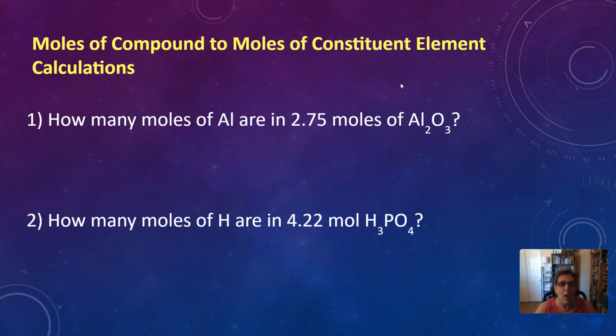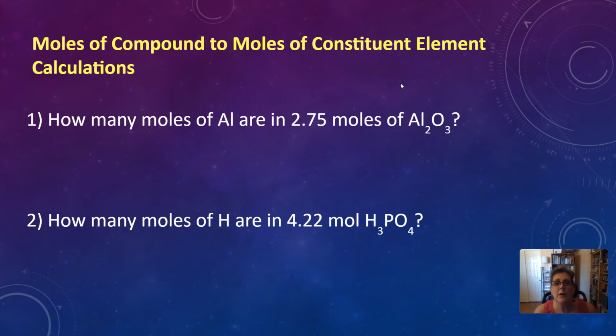We're going to look at moles of a compound and calculate the moles of the element that's in that compound. So these are pretty easy and fun. Number 1, how many moles of aluminum are in 2.75 moles of Al2O3, aluminum oxide? Start with what you're given, 2.75 moles of Al2O3. Now we're trying to find moles of aluminum. So let's look at that formula.